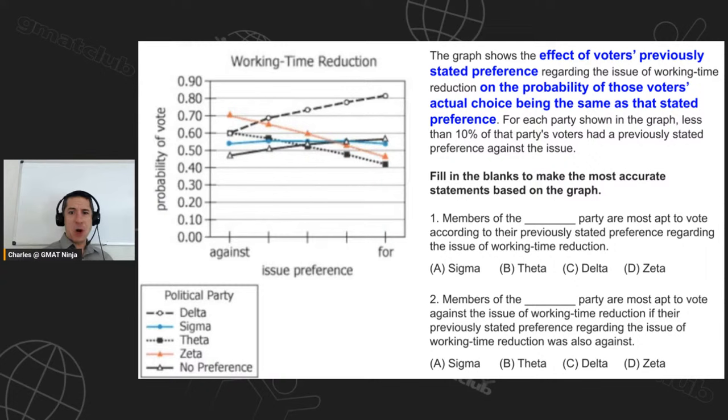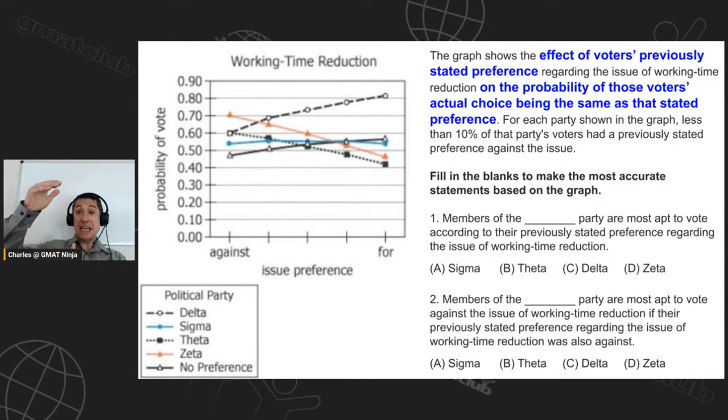Members of the blank party are most apt to vote according to their previously stated preference regarding the issue of working time reduction. Okay, so I'm looking for the party that's going to be at the top of that graph. In this case, it's that dashed black line for the most part. Yeah, the zetas once again are a little bit higher when they're against, but for the other four tick marks, it's delta that's up at the very highest there.